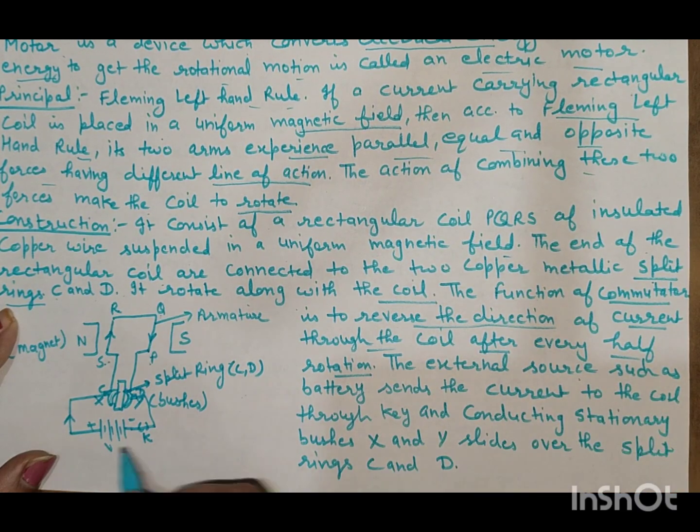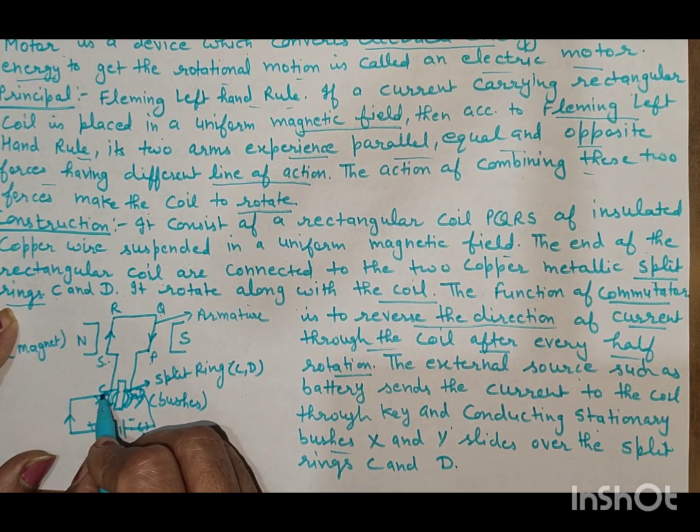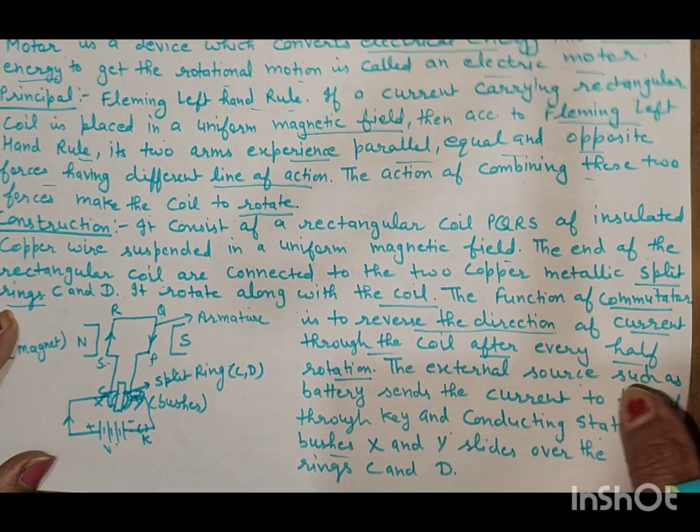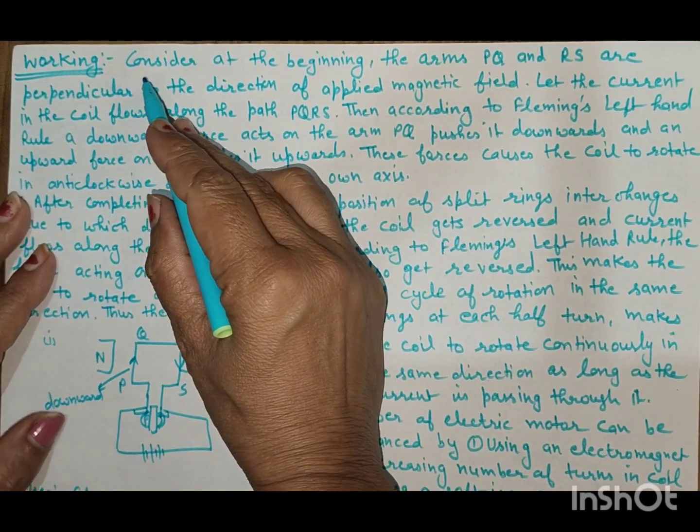The external source such as a battery sends the current to the coil through the key and conducting stationary brushes. These are the brushes X and Y. These two brushes slide over the split rings C and D. Now, what is the working of the motor?